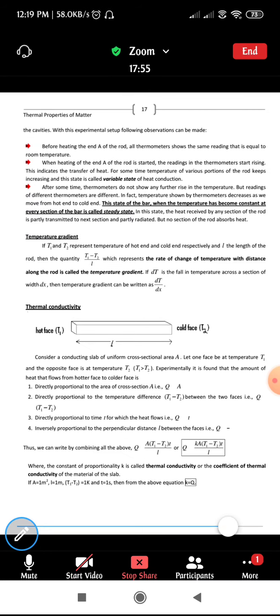Next, after some time, thermometers do not show any further rise in temperature, but the readings of the thermometers are different. In fact, the temperature shown by thermometers decreases as we move from the hot end to the cold end. This state of the bar, when the temperature has become constant at every section of the bar, is called steady state.